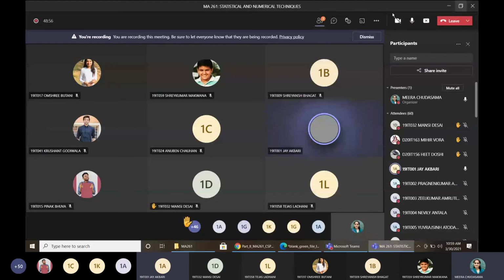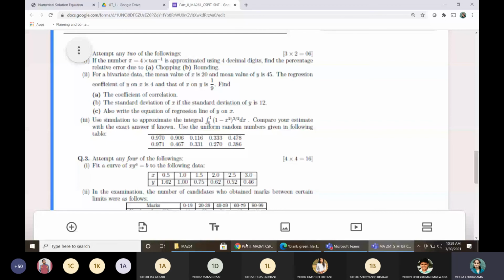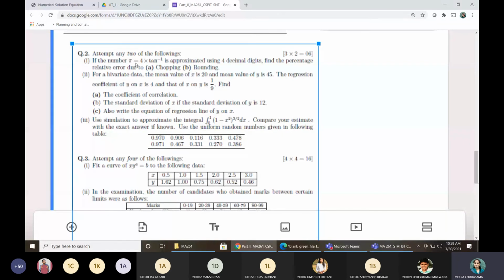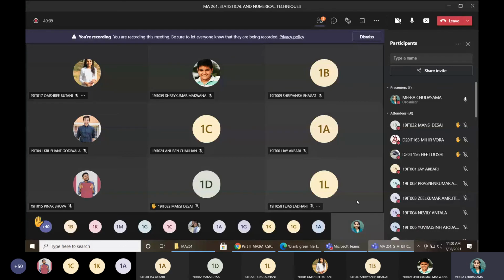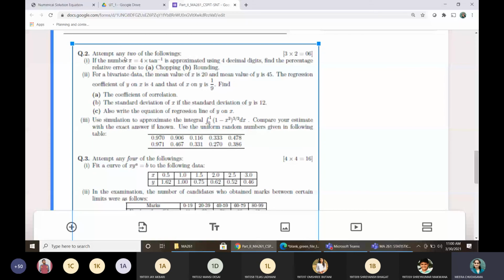Yes. So let us talk about the first question. First question was, if the number pi is equal to 4 into 10 inverse 1 is approximated using 4 decimal digits, then you are asked to find out the percentage and relative error by chopping and rounding. So this is equally divided into 3 marks, right?